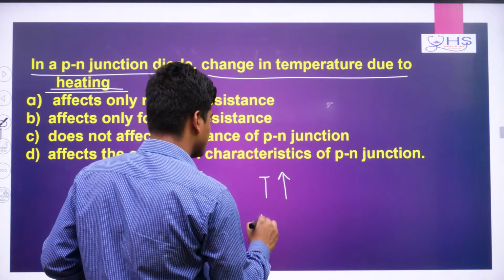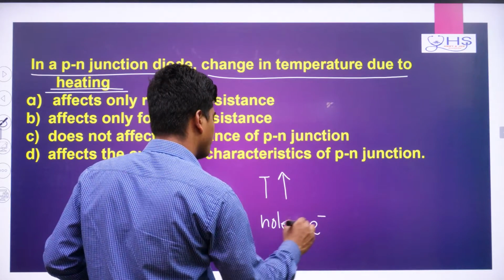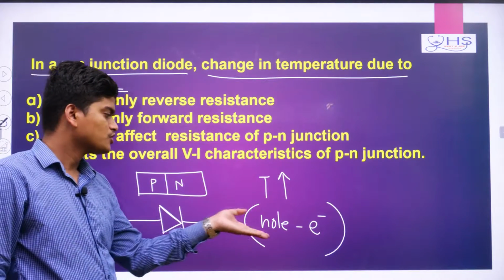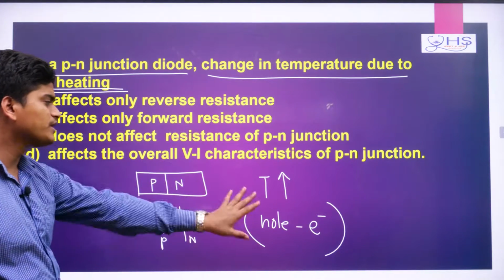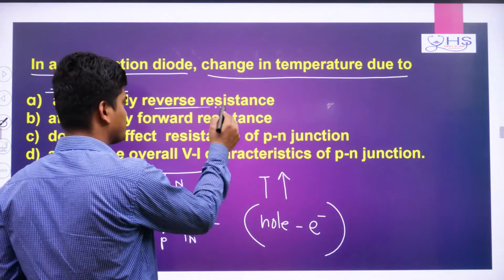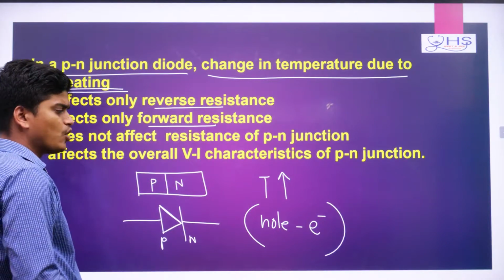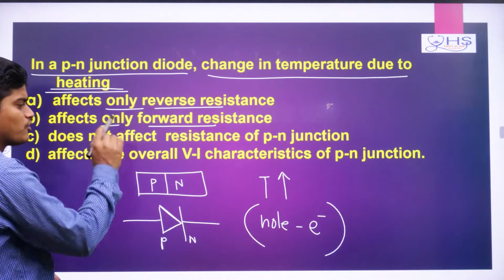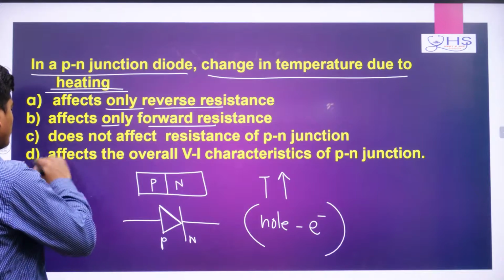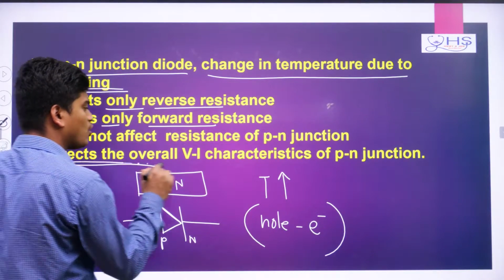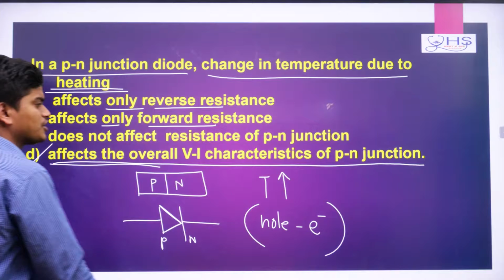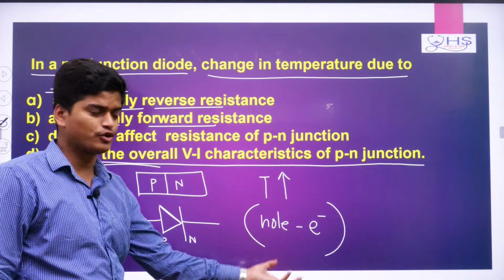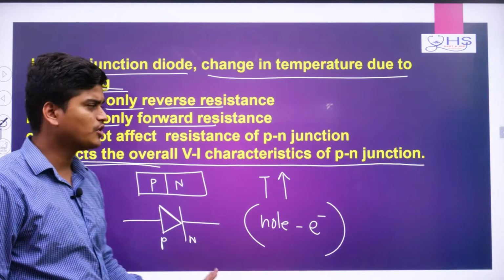If the temperature increases, then hole and electron pairs will be created, because of the breakage of the bonds. If this happens, it will affect both the reverse resistance and the forward resistance. That means the overall VI characteristics will be affected. Not only reverse or only forward, both will be affected. So the answer is option D: it affects the overall VI characteristics of the PN junction diode. Just remember, if temperature increases, a larger number of charge carriers will be produced, and that will affect the total resistance of the PN junction.